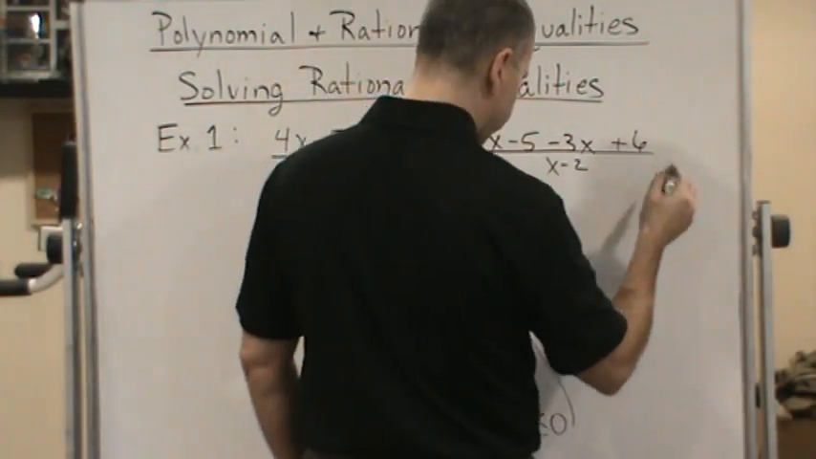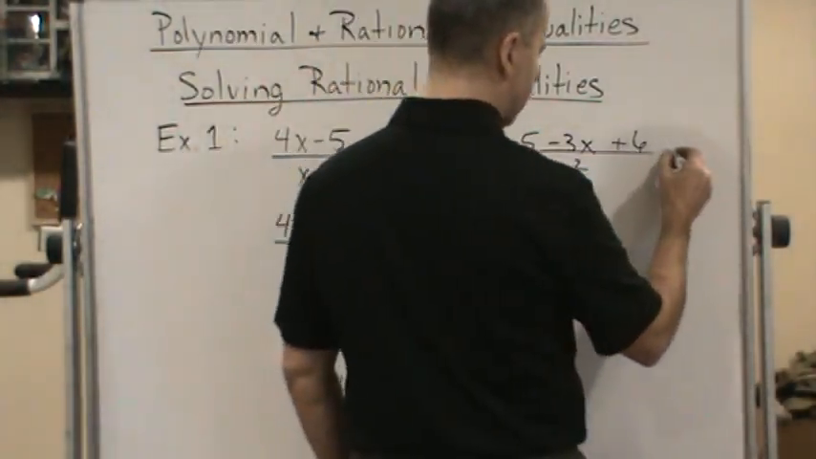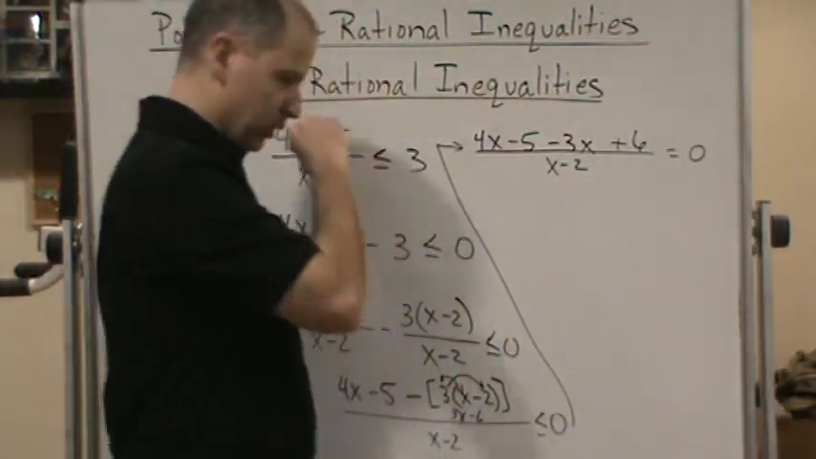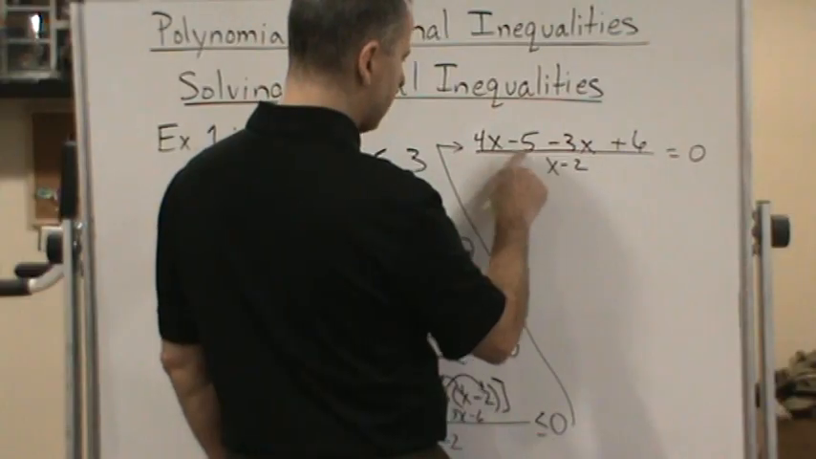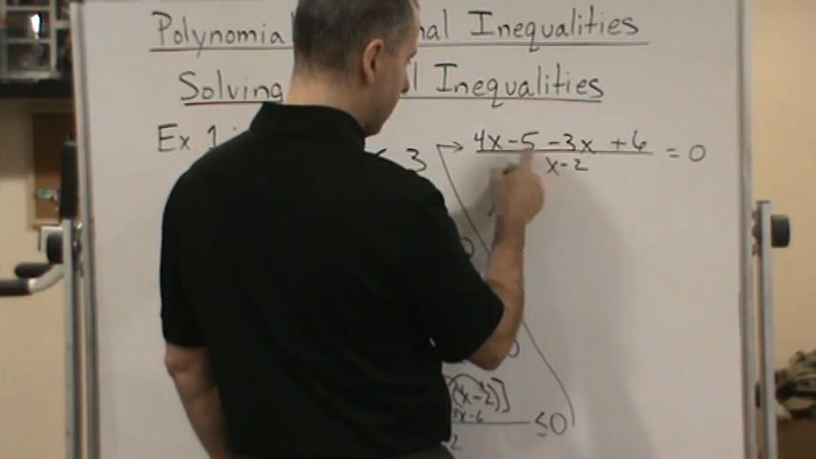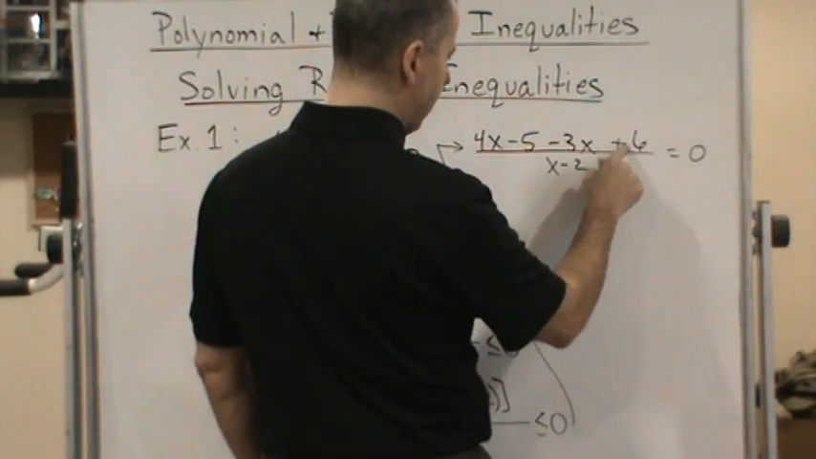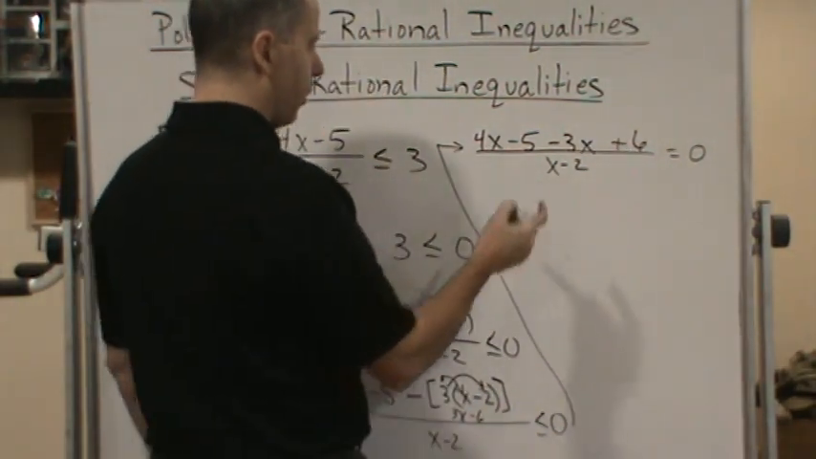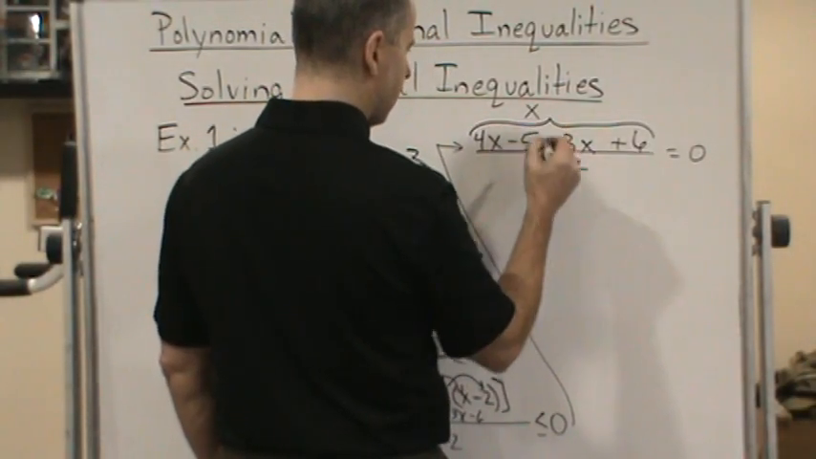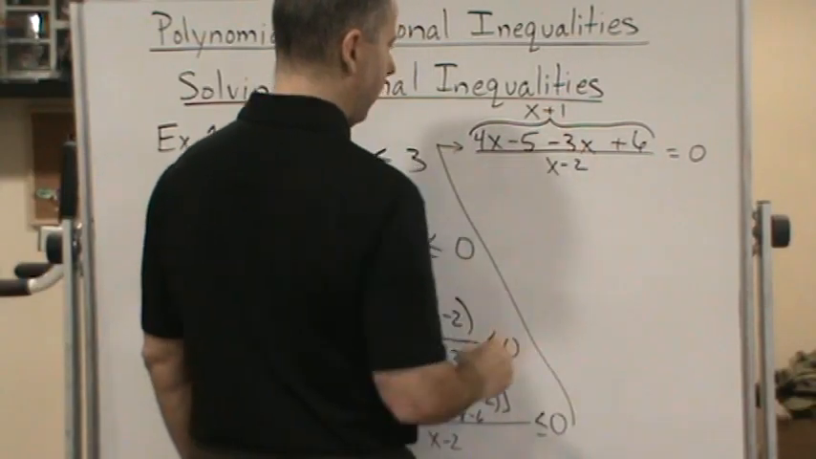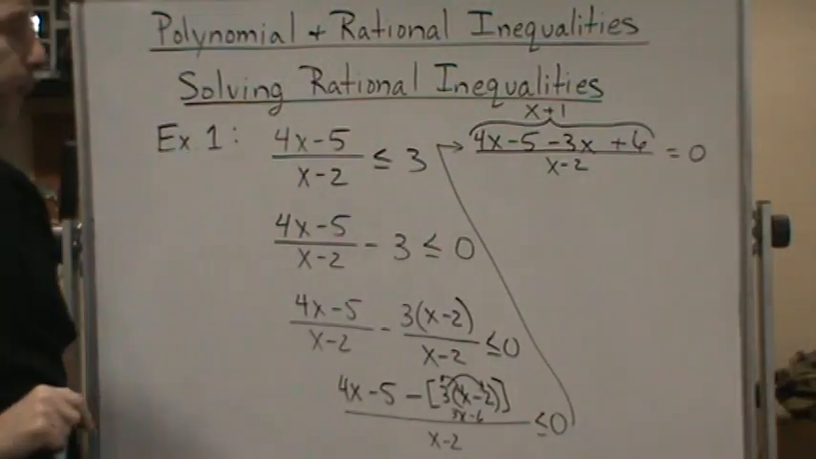And now, again, the inequality here, we want to set that equal to 0, because now we want to solve for all of the solutions. So I'm going to simplify this. 4x minus 3x gives me x. And the net of minus 5 and plus 6 is going to give me 1. So this is just going to simplify to what? x plus 1. So all I'm going to get is x plus 1 over x minus 2.